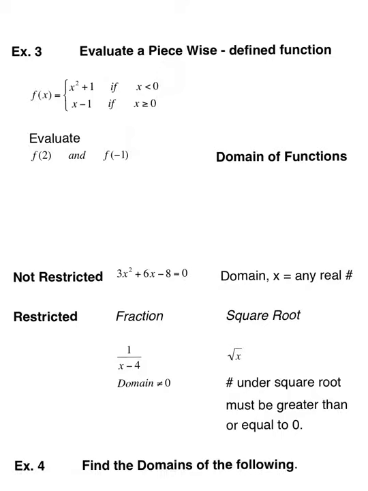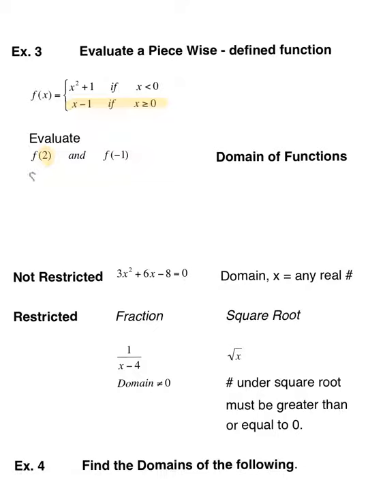I am going to highlight this in yellow. Because my f of 2 fits in right here, it's greater than 0, I'm plugging f of 2 into this function here. So I'm going to highlight this all right here, because my f of 2 matches x minus 1, because it's greater than or equal to 0. So that's the one I'm going to use.